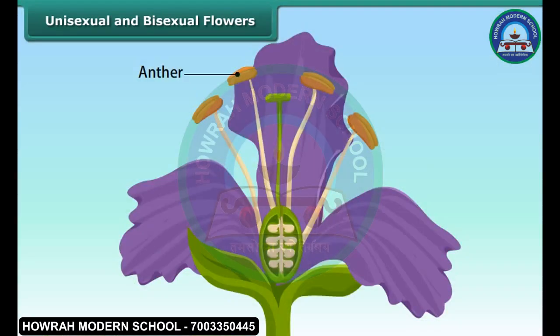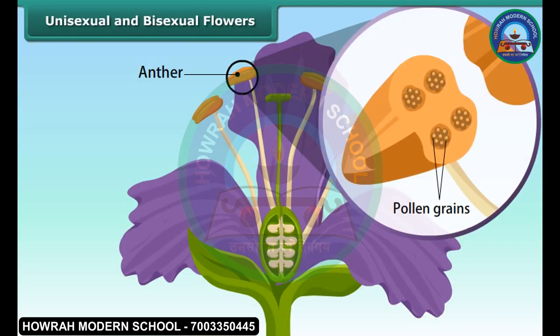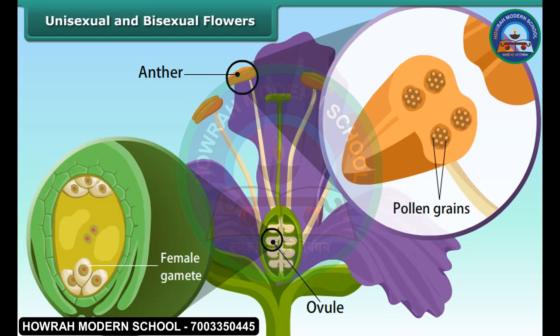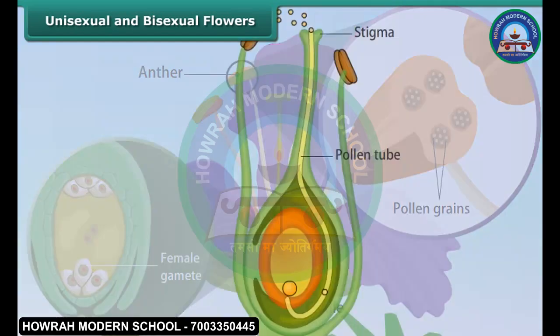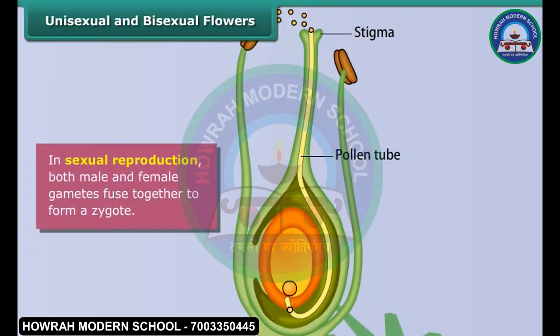Anther of a flower contains pollen grains which produce male gametes. The female gamete is formed in an ovule. In sexual reproduction, both male and female gametes fuse together to form a zygote.